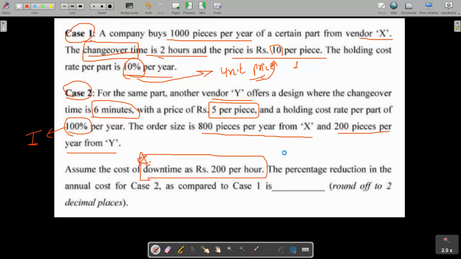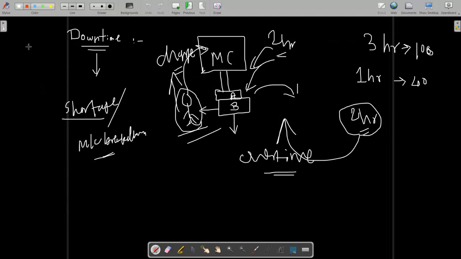So now, first of all, what is the cost? Here it is written that annual cost. So the cost here is not only the cost of material, but here cost is material cost plus downtime cost plus inventory cost. It is written that because what happens in inventory, like this is annually.